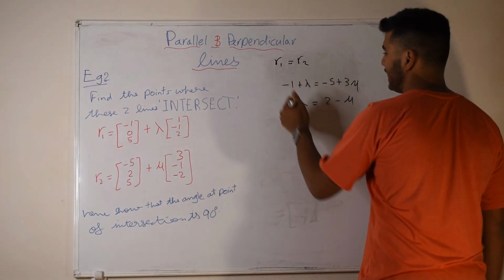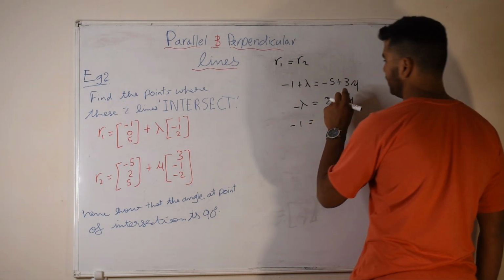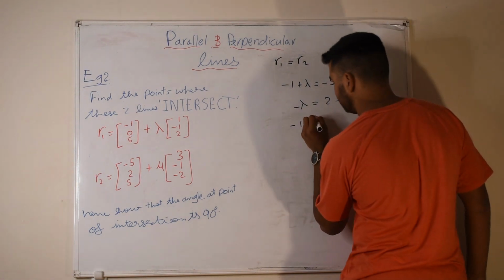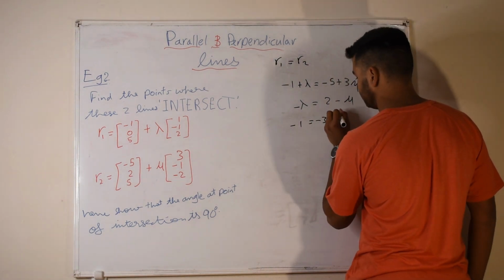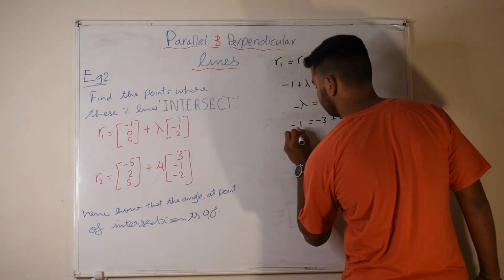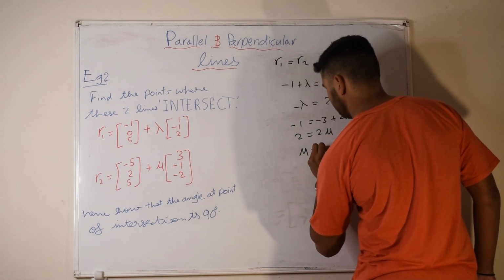Next step, let's add both of these together. So negative 1 is going to equal minus 5 plus 2, which is negative 3, plus 2 mu. Add 3 to both sides, we have 2 equals 2 mu. So mu then equals 1.